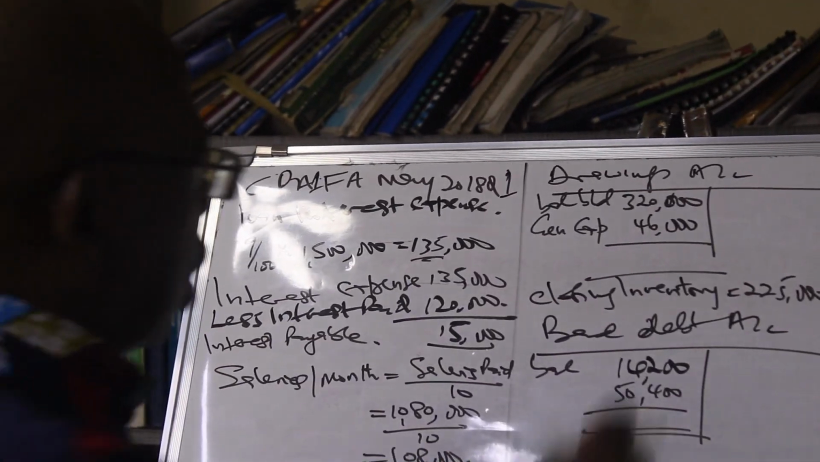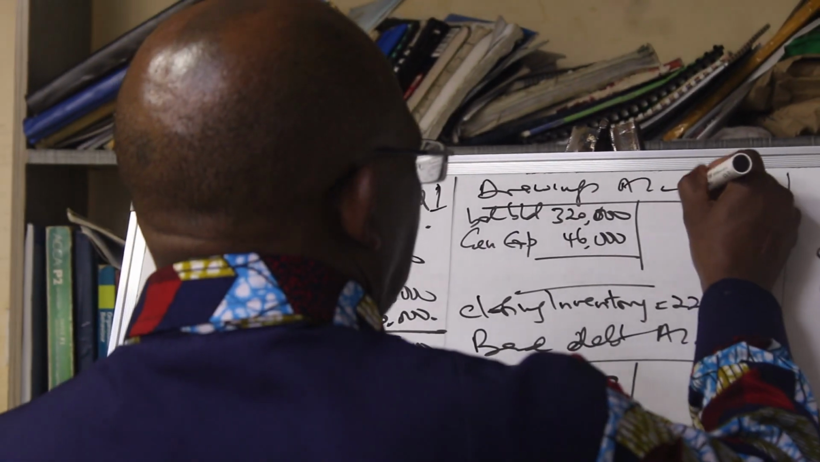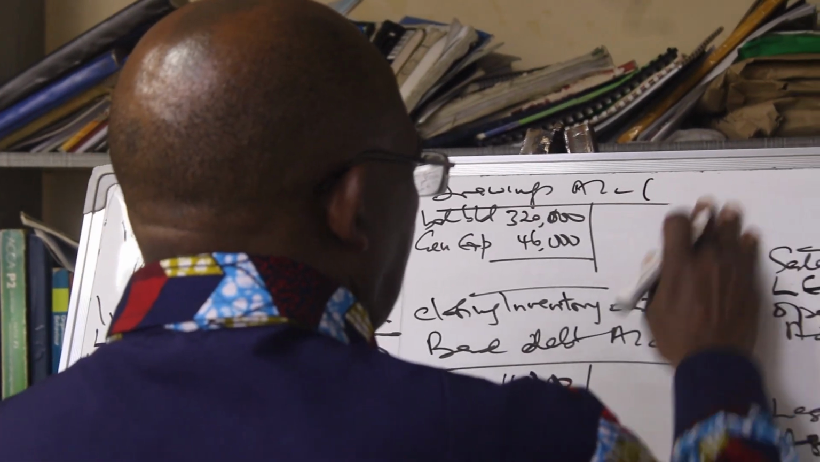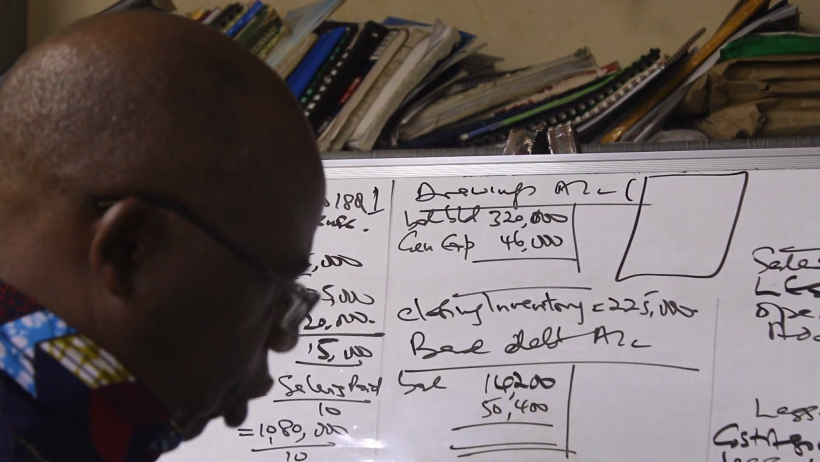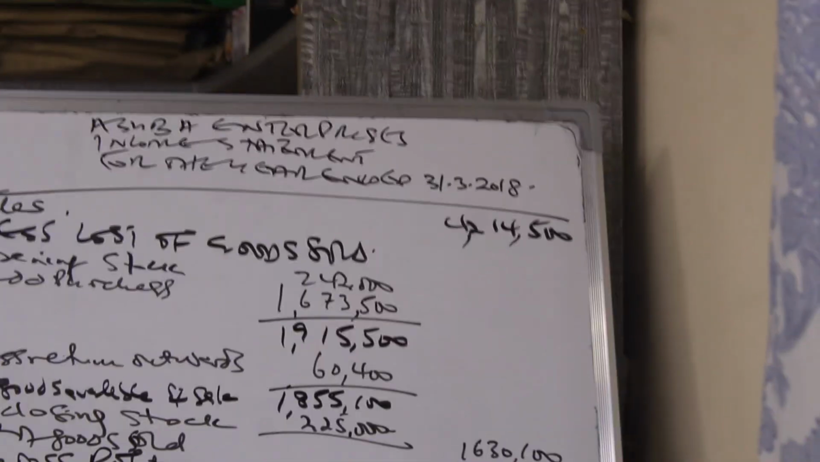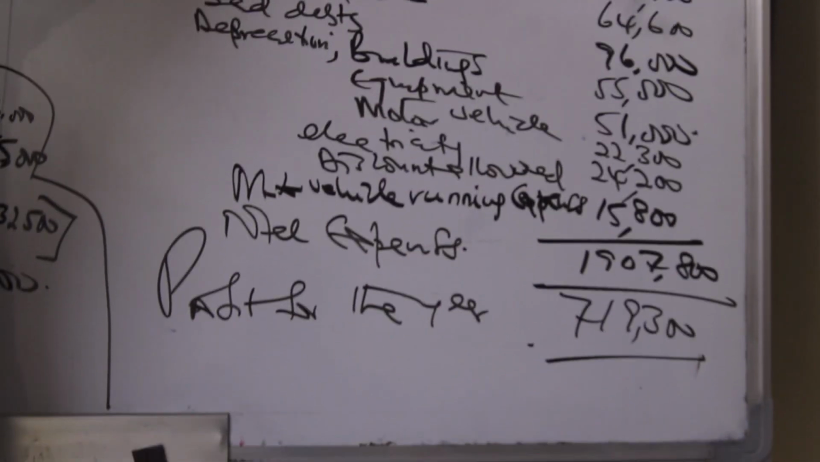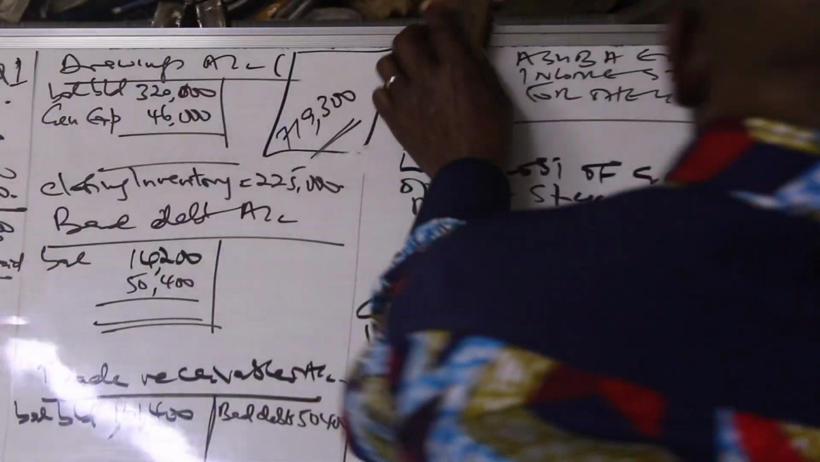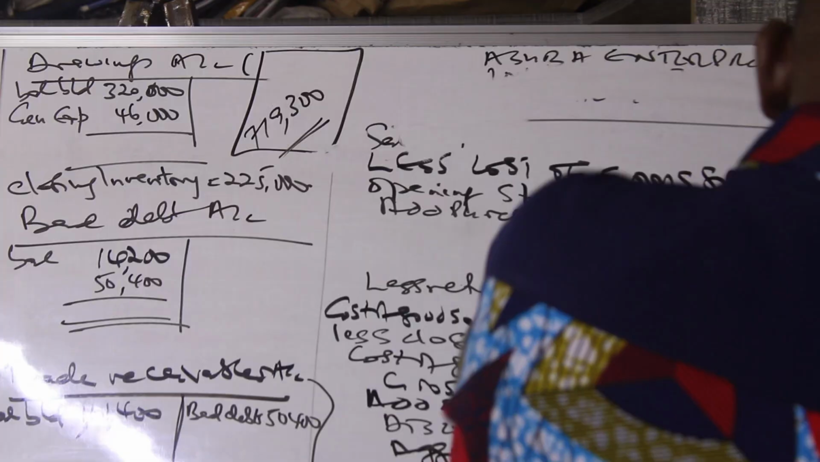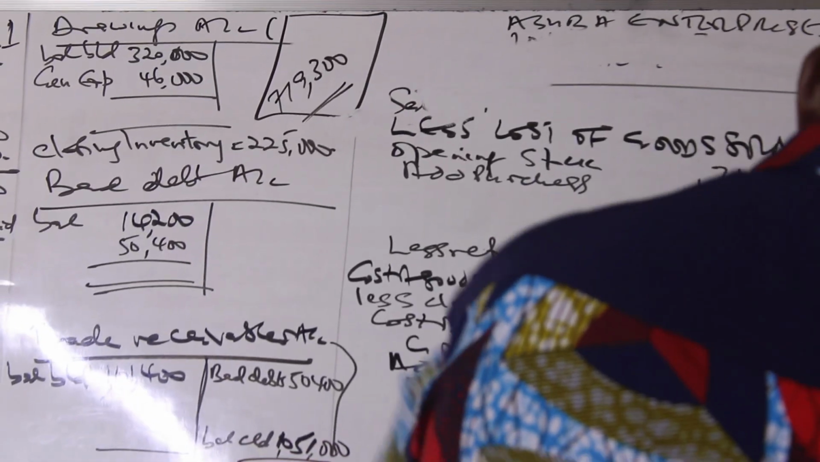So that's the profit that we're going to capture for the year. I want to capture it somewhere here so that we will show it in the balance sheet. 719,300. That's the figure to show within our balance sheet. So we quickly prepare our balance sheet.